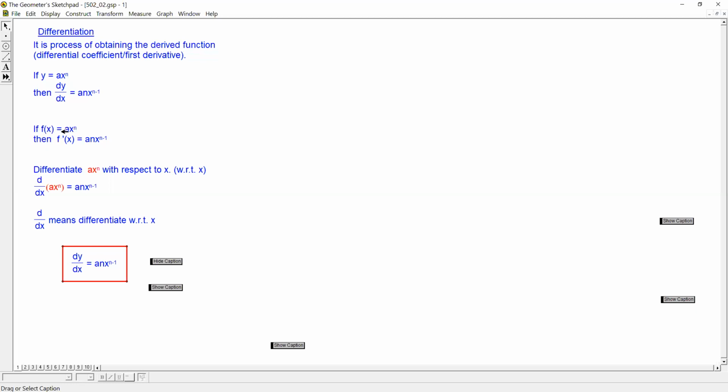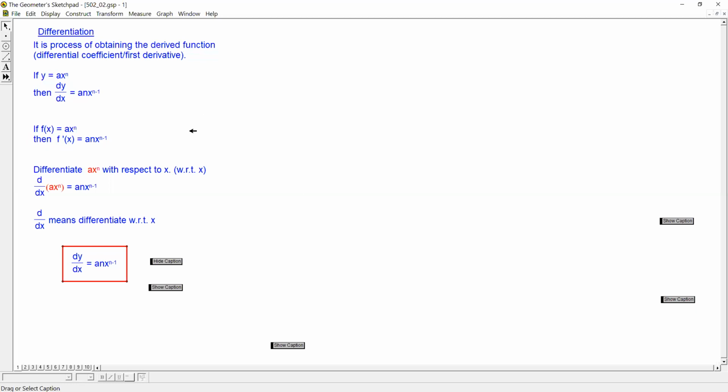If fx equals to ax to the power n, then f prime x equals to a n x to the power of n minus 1. Okay, same formula. Why do I write two times there? The first time the function is known as y, so the derived function is dy dx. The second time the function is called fx, and the derived function is called f prime x. F prime, like a comma like that.